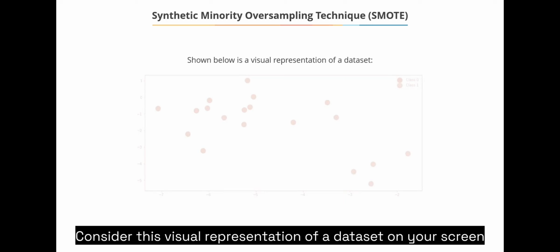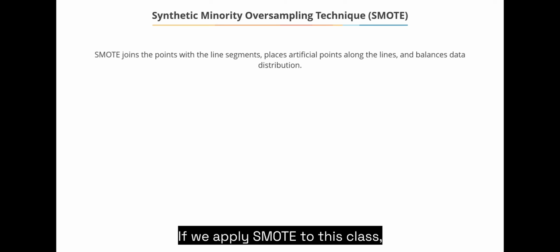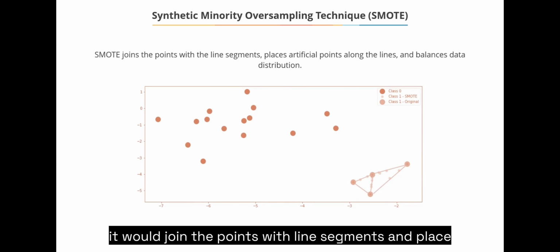Consider this visual representation of a dataset on your screen. Class 1 here is a minority class with a lower number of observations. If we apply SMOTE to this class, it would join the points with line segments and place artificial points along those lines and balance the data distribution.